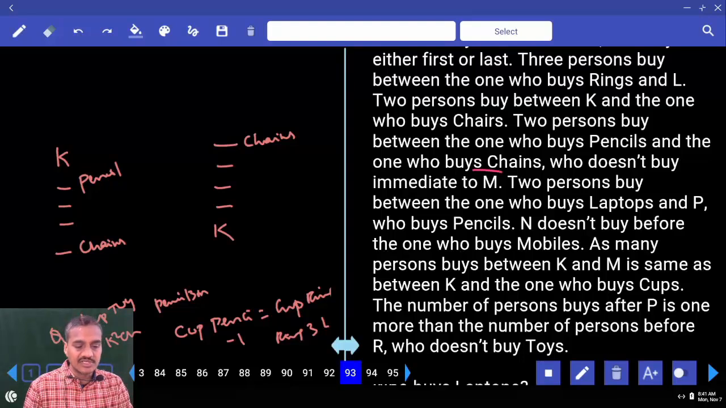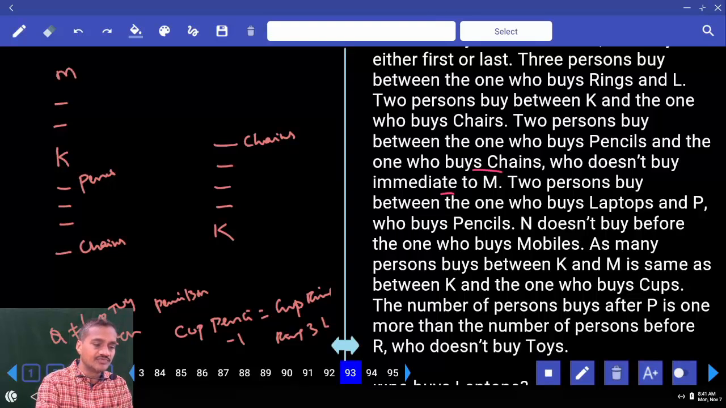Then if chains and pencil have 2 persons here, next information, there are 3 persons between pencil and M. There are 3 persons between pencil and M, so M must be here. But as M and chains are not adjacent to each other, hence we cannot have M at this place, and 3 persons between pencil and M, 1, 2, 3, M is there.